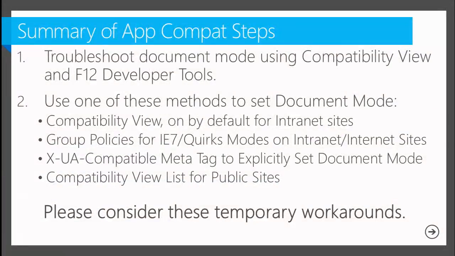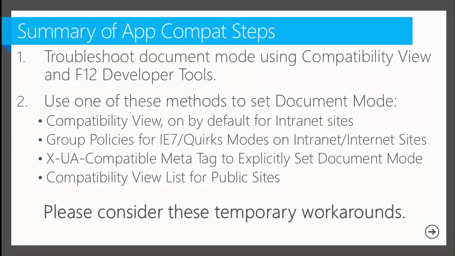So, summary of app compat steps here. Really, I think it comes down to troubleshooting what application or what document mode works best for that particular application. And then once you know what document mode works best, you have a few different tools at your disposal. One is compatibility view. For intranet sites, just simply turning that on by default or even enforcing it through group policy is one option. Using group policies, if it's an IE7 or Quirks mode, for either of those modes. And again, we've given the feedback to engineering that it would be great to have additional modes.